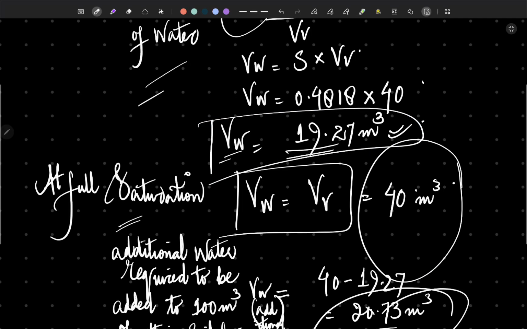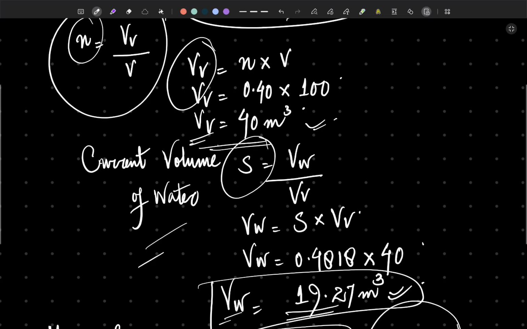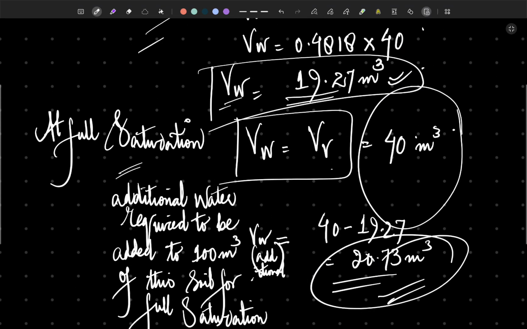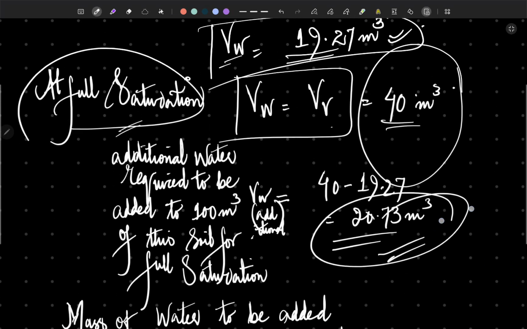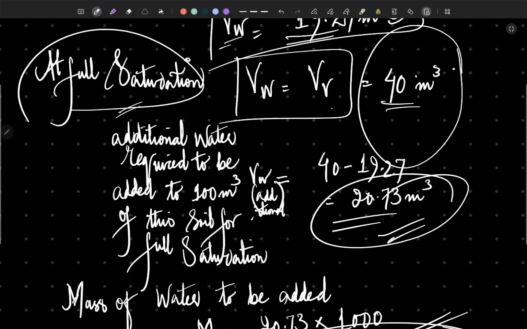We found out the volume of the water, and then at full saturation, when there will be no air phase, all the voids will be filled with only water. At that time, the volume of voids will equate to the volume of water, because at full saturation there will be no air phase at all. We knew the total volume of voids from the porosity. So these two will be equal at full saturation, so it will be 40 cubic meters, but the current volume of the water came out to only 19.27 cubic meters. So the additional water required for 100 cubic meters of this soil came out to be 20.73 cubic meters.